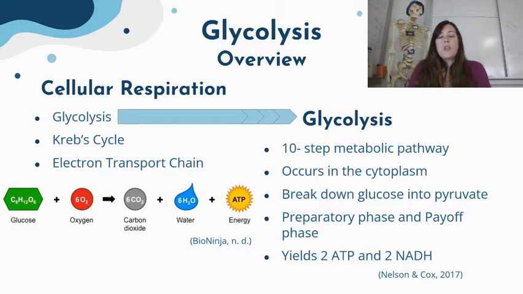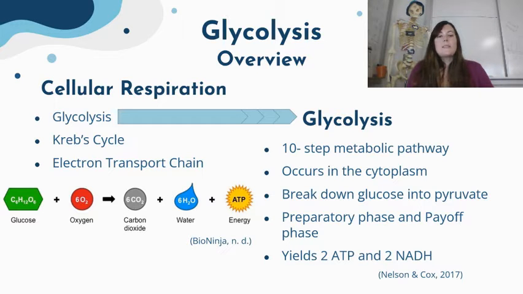Cellular respiration is a three-part process: glycolysis, Krebs cycle, and the electron transport chain. It uses glucose and oxygen to produce energy in the form of ATP for the cells in the body, as shown on the picture in the bottom left of the slide. Cellular respiration also produces water and carbon dioxide.